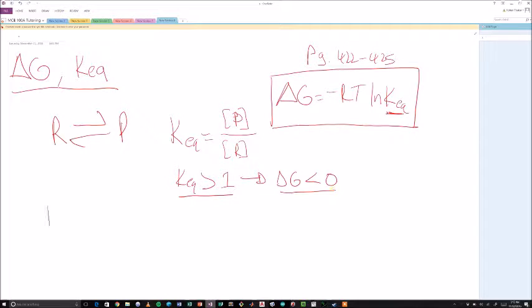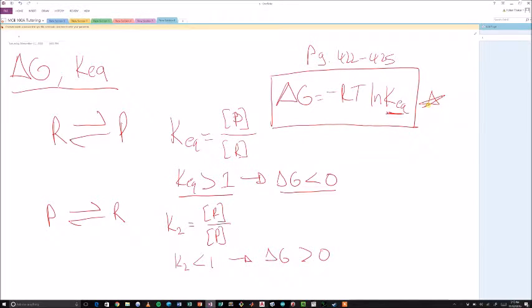Alternatively, we could consider a non-spontaneous reaction. Let's just write that same reaction backwards. Now, this K, let's call it K2. This K has R over P. If we assume that it is spontaneous in the opposite direction, then this K is less than 1, which implies that delta G is greater than 0, or that the reaction is non-spontaneous. It's a pretty simple example, but I wanted to highlight why it's important to use the equation in the form that is up here.